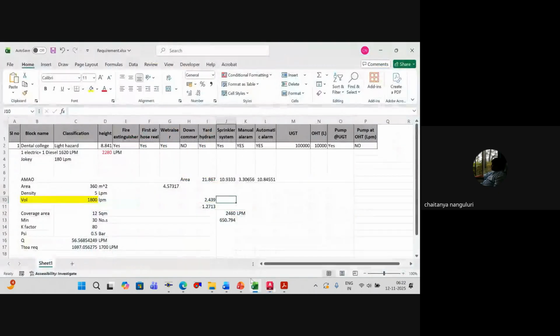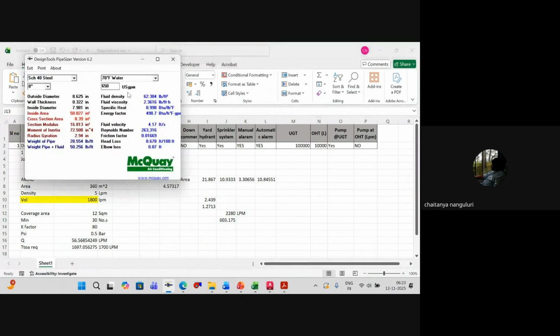Coming to the next one, what is the flow rate that we have for each pump? 2280 LPM, so we'll take 2280 LPM, which means it will be 603 GPM. So here the velocity is 6.7, so I'll obviously select this also as 200 only.